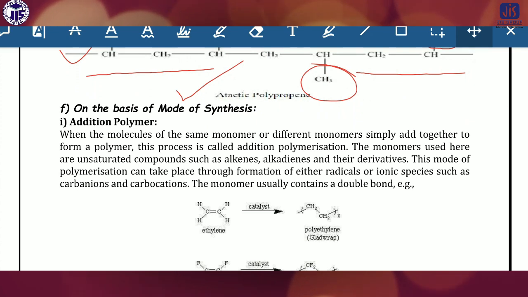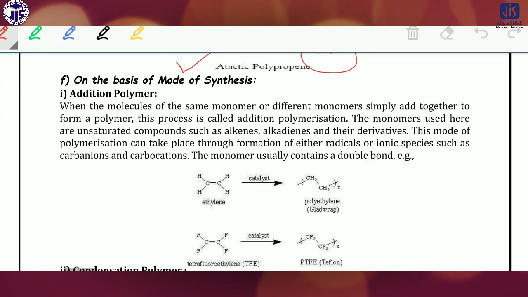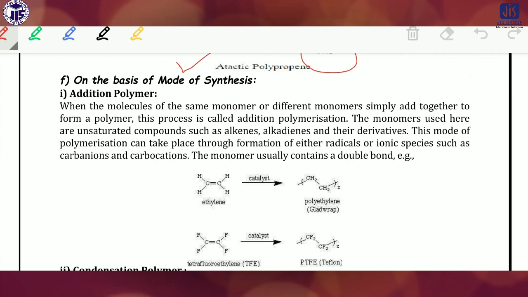Okay, so depending on the synthesis, first of all, there are two types of polymer. First one is the addition polymer, another is the condensation polymer, okay, not copolymer. So first I will discuss what is the addition polymer.